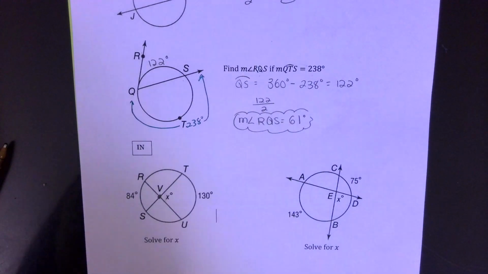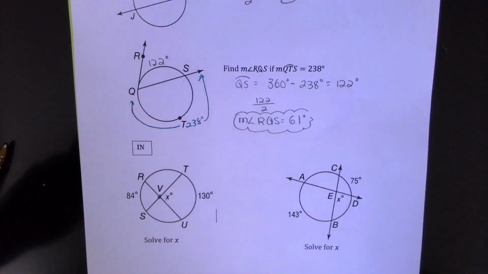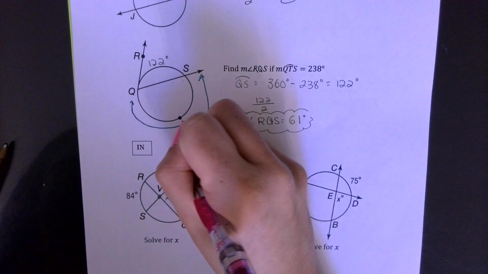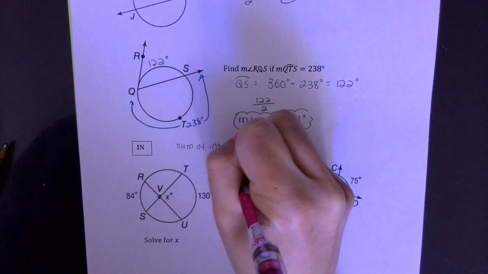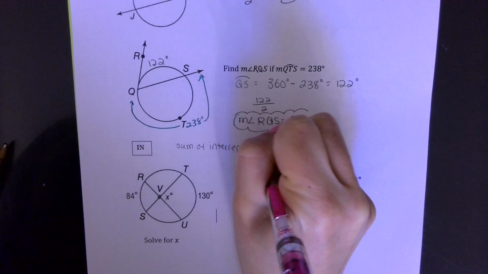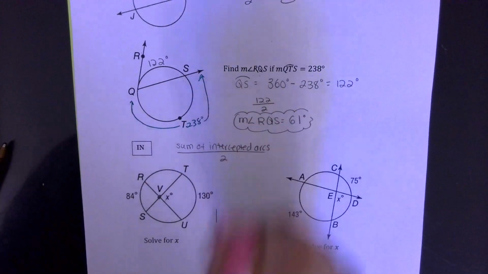It's in the circle. So anything that's in, like we just said, you're going to take the sum of intercepted arcs, and then you're going to divide it by 2. So I'm just going to write this here too, so you have it.